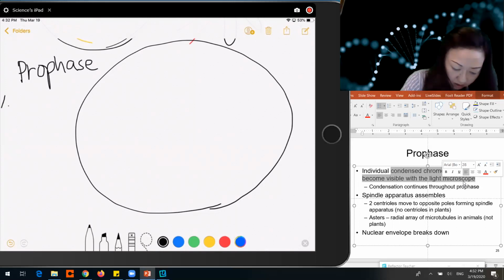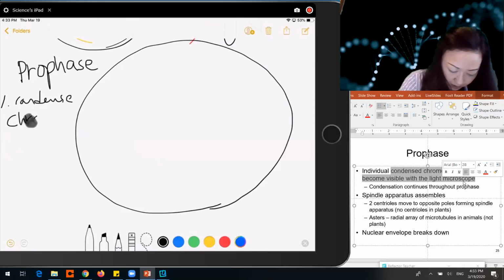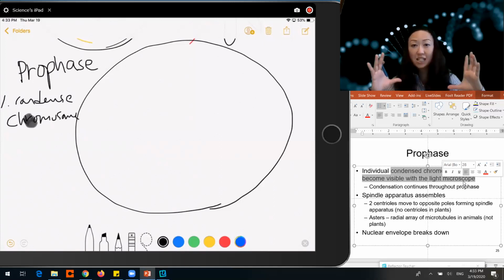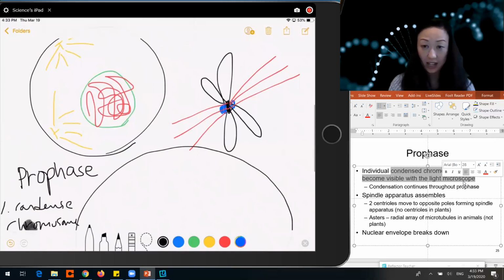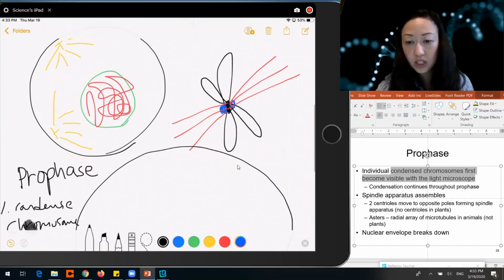Condense chromosome. Okay, so you want to condense your chromosome. And another thing is the chromosome is actually inside the nucleus. Remember I said, look at this, your chromosome is inside, like in red, right? So your chromosome is inside of what? This green thing. What is this green thing? Your nuclear envelope.